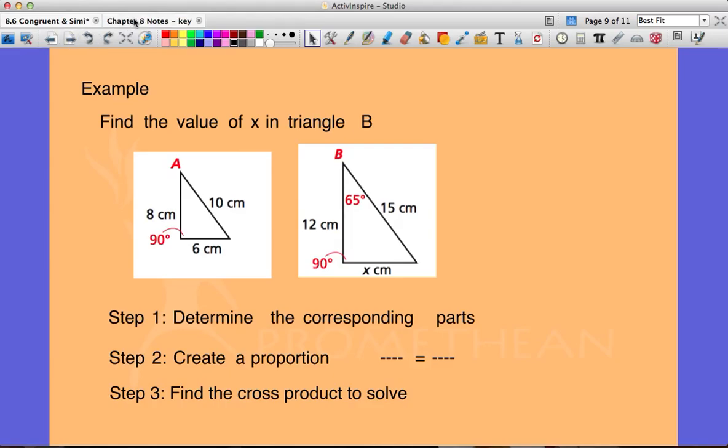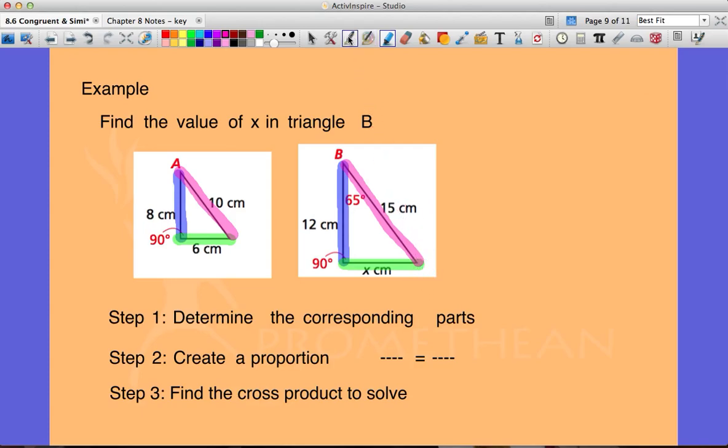Alright, so I believe that this is an example we're doing on our own. So we first have to find the corresponding parts. So I know that here's a 90-degree angle and here's a 90-degree angle. So this side of the triangle corresponds with this side of the triangle. I also know that this is the base and this is the base. And then we have the slant and the slant.